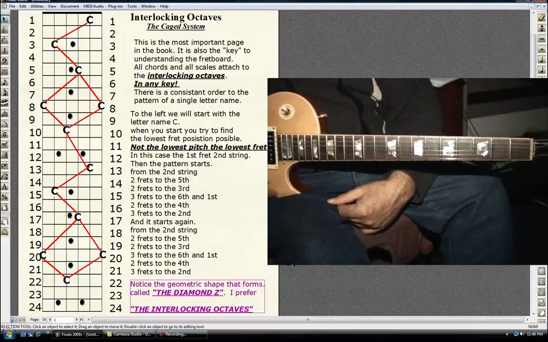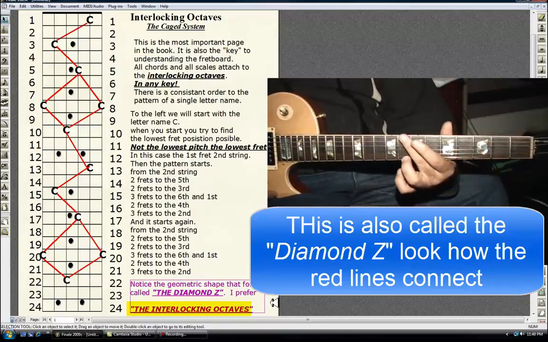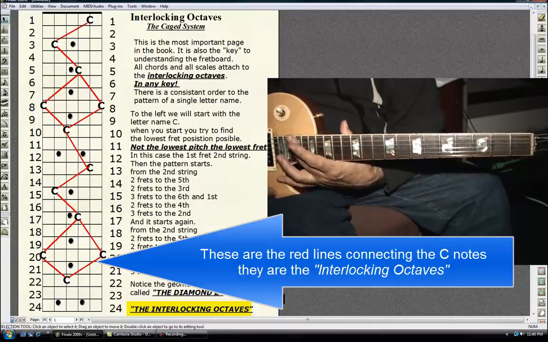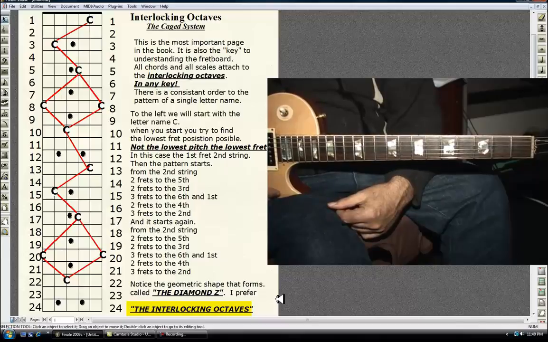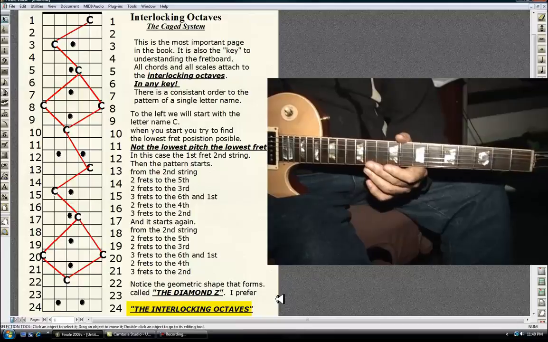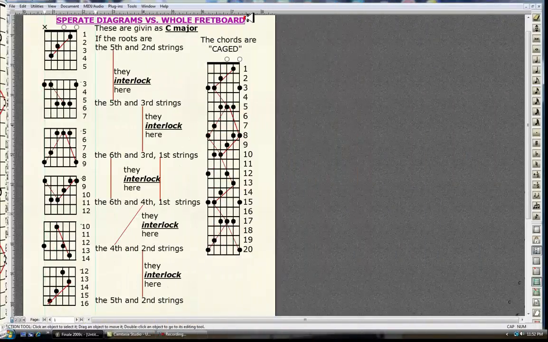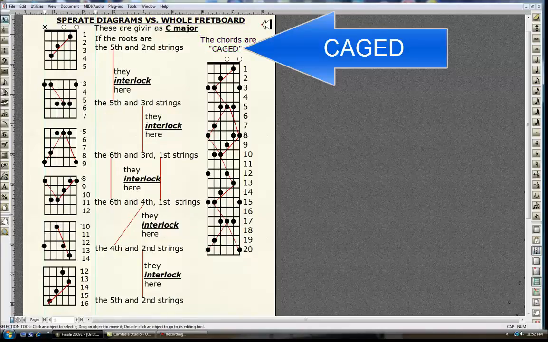Notice the geometric shape that forms, called the diamond Z, the interlocking octaves. All of your chords and all of your scales, all of your arpeggios, pentatonics, and anything you do on guitar hooks up to this pattern. And we're going to see it in various keys now, and I'll explain caged. Separate diagrams versus the whole fretboard. Now we'll understand why the chords are caged.